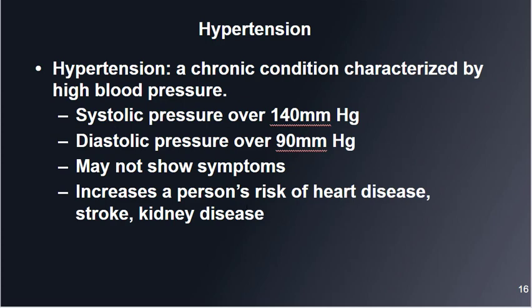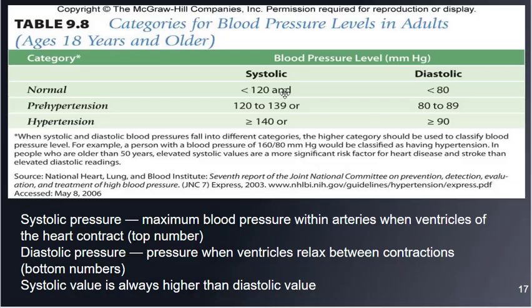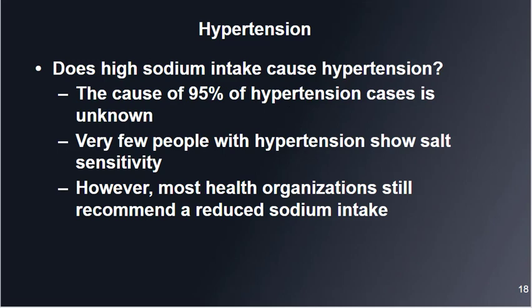and that can increase a person's risk of heart disease, stroke, and kidney disease. So in this table, we can see normal blood pressure, and we can also see the levels for hypertension. Here we can see that there is a link between high consumption of salt and hypertension, but it's not always the case. So you can see here in 95% of the cases, they're not really sure what has actually resulted in the person suffering hypertension.